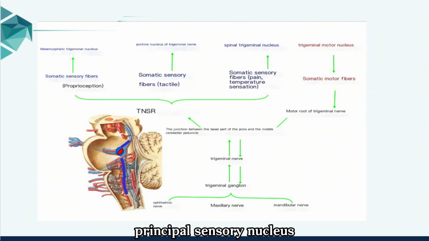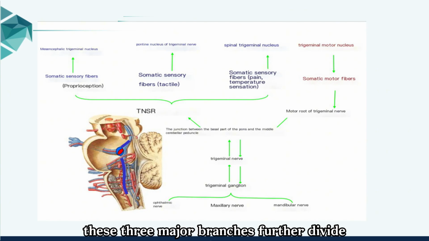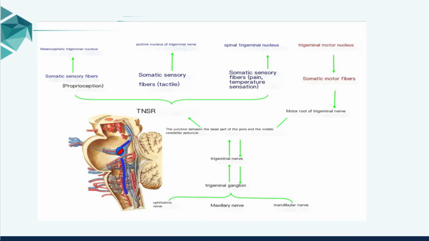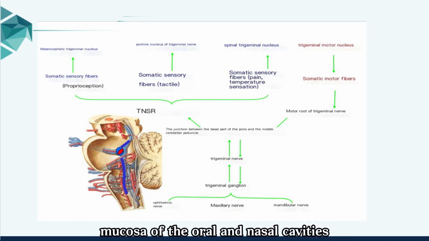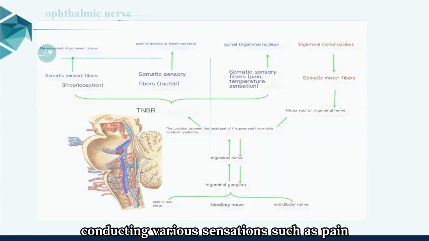Principal sensory nucleus. The peripheral processes of the cells of the trigeminal ganglion form three major branches. The first branch, ophthalmic nerve, the second branch, maxillary nerve, and the third branch, mandibular nerve. These three major branches further divide to distribute to the facial skin, eye, and orbit, mucosa of the oral and nasal cavities, paranasal sinuses, teeth, meninges, etc., conducting various sensations such as pain, temperature, and touch.